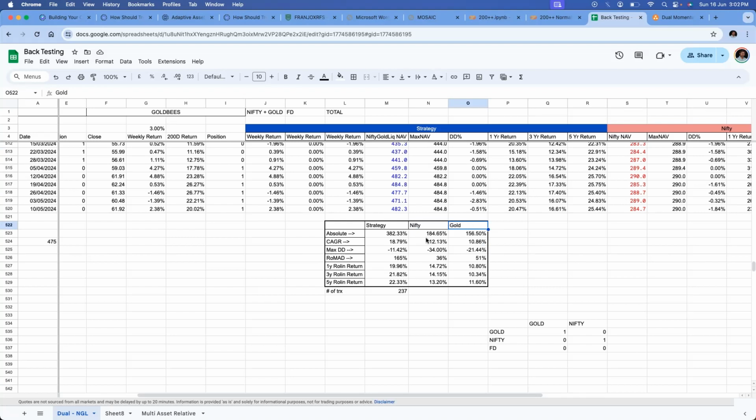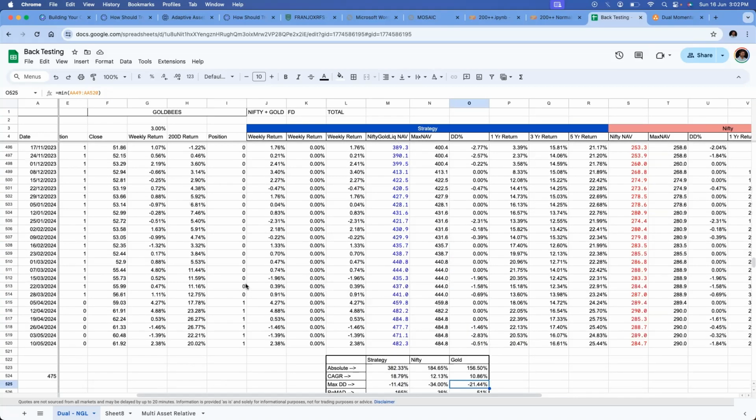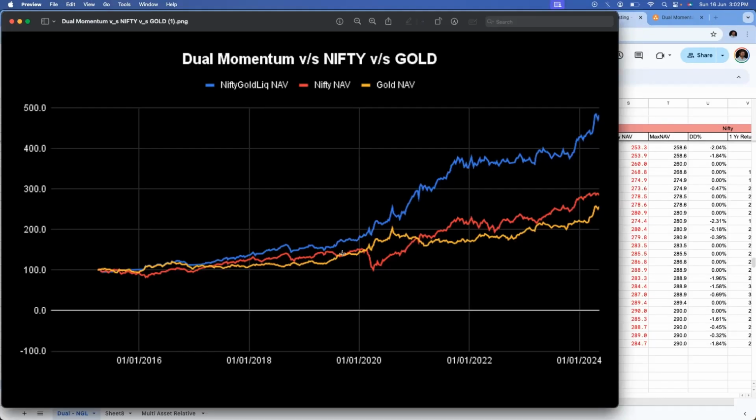Like they are yielding a return of 12% CAGR on average with a max drawdown of minus 34, whereas gold is yielding similar, like 11% CAGR on average, and having a minus 21% drawdown. What is it that makes it special when we combine these two, that the strategy is outperforming these two by miles? So to do that, let's visually inspect the equity curve once.